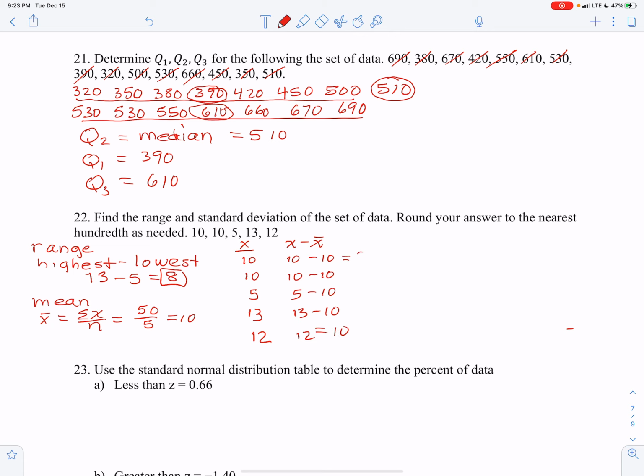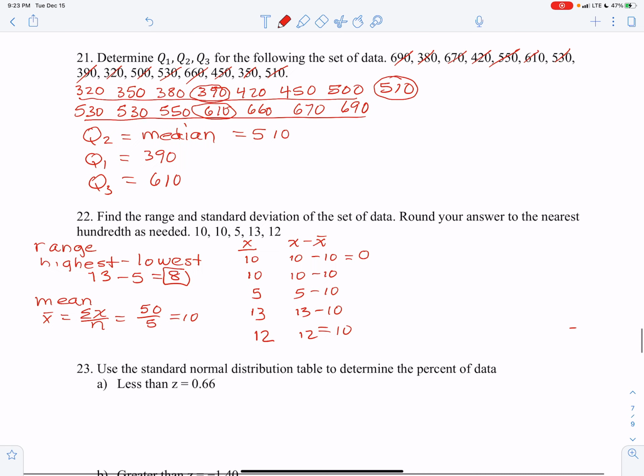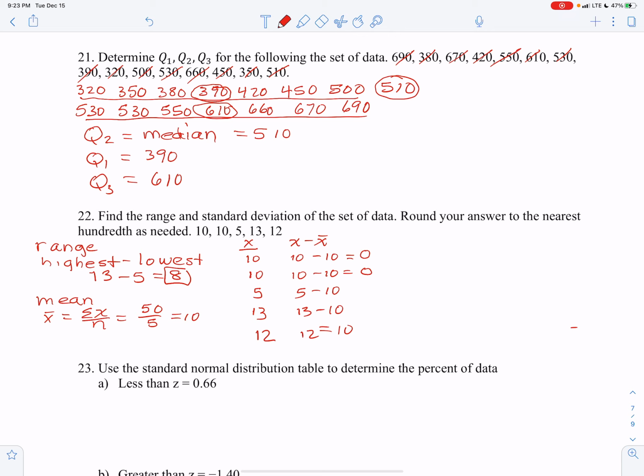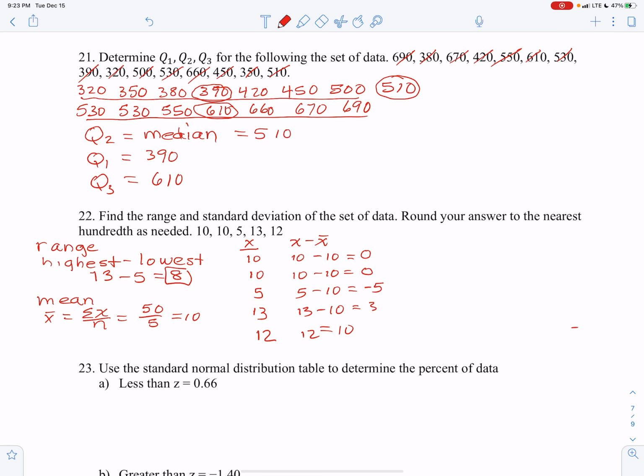So 10 minus 10 is 0. There's no difference between the value 10 and the mean of 10. 5 minus 10 is -5. So 5 is 5 points below the mean. 13 is 3 points above the mean. 12 is 2 points above the mean. So if I add these differences now, I'm going to get a sum of 0 every single time.